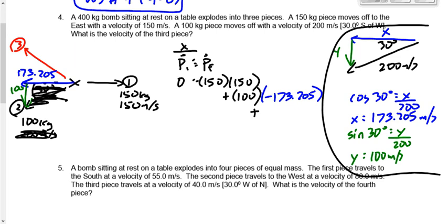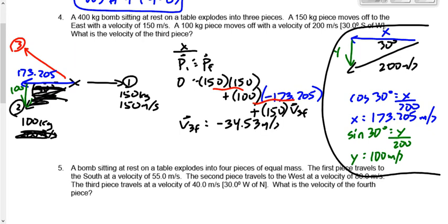Plus, mass of the third piece is 150. How did I know that? Yeah, 400 minus 150 minus 100 is 150. You guys okay solving for this? Get this number, combine them, take it over to the other side, divide by 150. If you need help with the algebra there, let me know. V3F is negative 34.53.